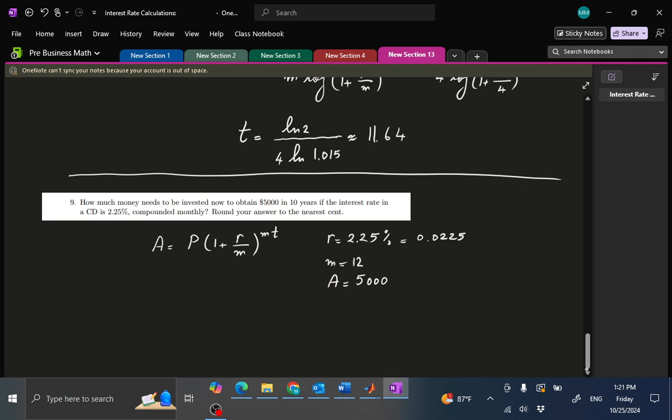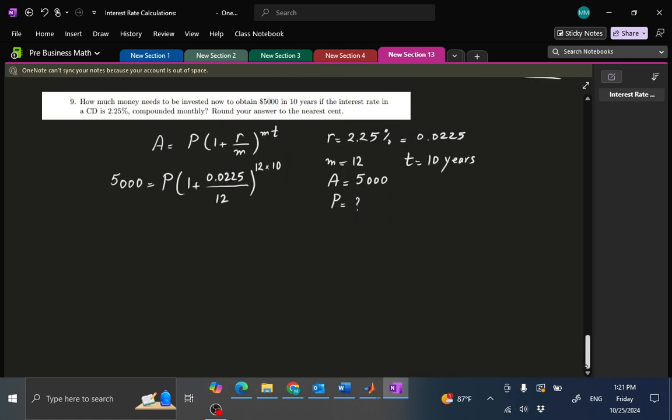How much money is needed means how much are you going to put in. That's the principal. So what you're trying to solve is 5,000 equals P, which we don't know, times 1 plus the interest rate, which is 0.0225, over M, which is 12. I forgot to mention here, of course, T: we are given 10 years. We are waiting 10 years, so M is 12 and T is 10.